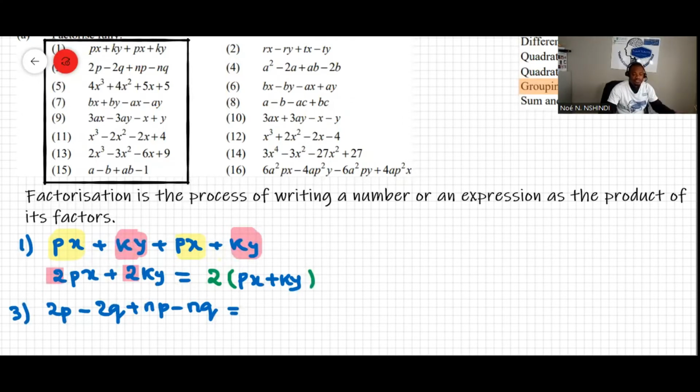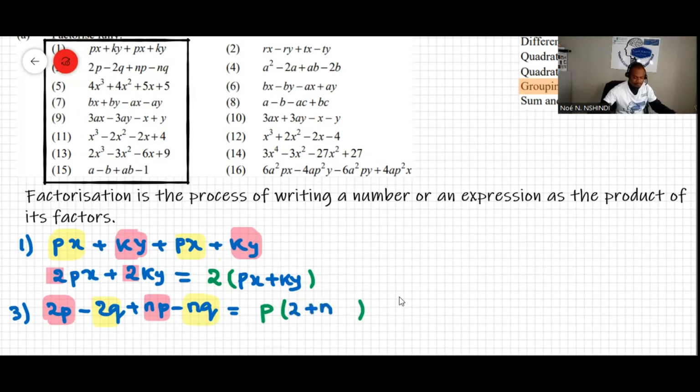Now the question is, can we identify like terms? Let's see. Like terms here, the terms that end with p, for instance. So I can take 2p and np, and terms that end with q are negative 2q and negative nq. Now we can factorize this as I combine the like terms. I can take p as the common factor there. P is the common factor, so what should be in the bracket would be 2 plus n.